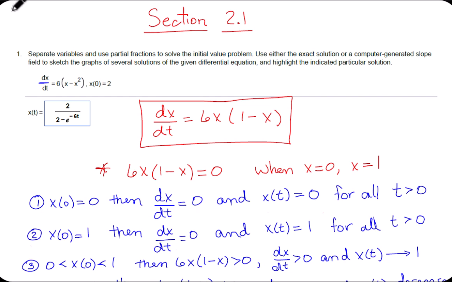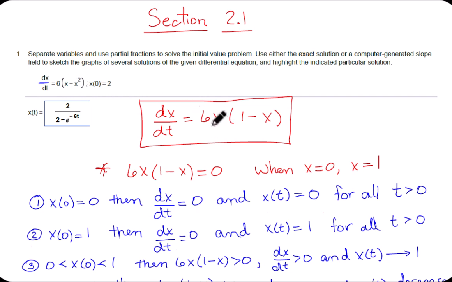Welcome to section 2.1. So in this particular section, we're going to be looking at what happens if we change the initial conditions slightly. So looking at this differential equation here, we're given a starting position of x0 is 2. But let's focus on the right-hand side. The right-hand side is factorable.